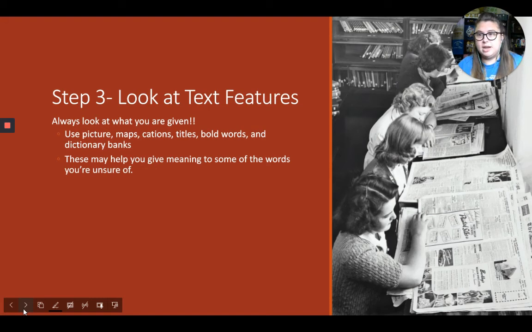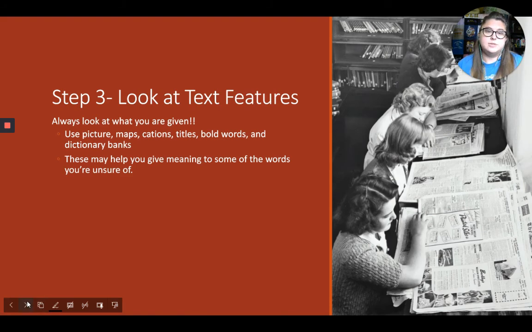We may not be able to use it all the time, but it's always good to read completely. Look for clues that may be in places other than just the paragraph or the sentence itself. So we've got step number 1, use our prior knowledge. Step number 2, which was reading around the word, and step number 3, which is looking at text features.